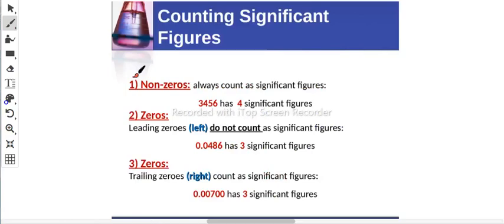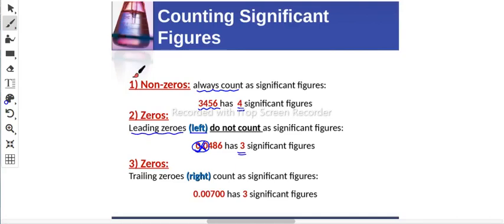Starting with the non-zeros, of course, they are the digits, so they are always counted. As you can see here, I have the number 3,456. When I write down the number of significant figures, it's totally 4. I have the zeros which are presented to the left, the leading zeros. These zeros are not counted at all, so I will not take them into consideration when counting. So my total significant number here is only 3.